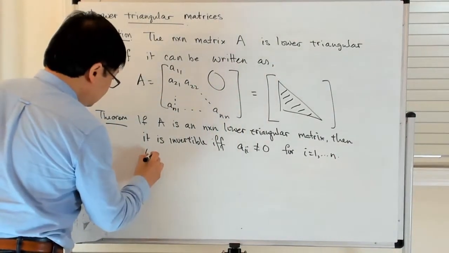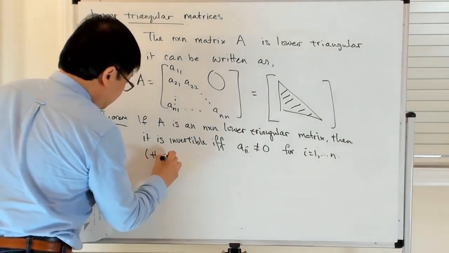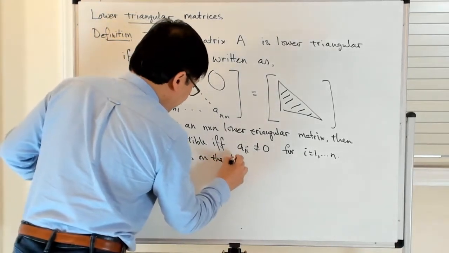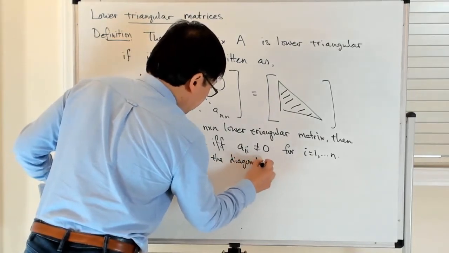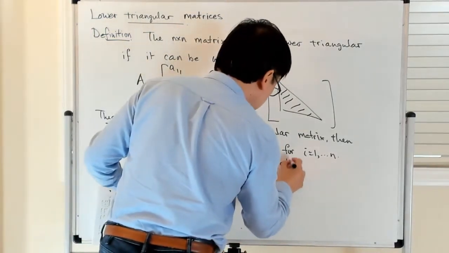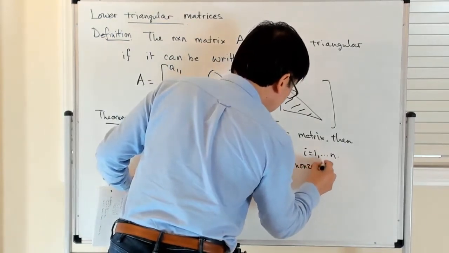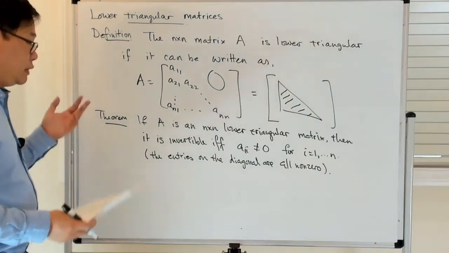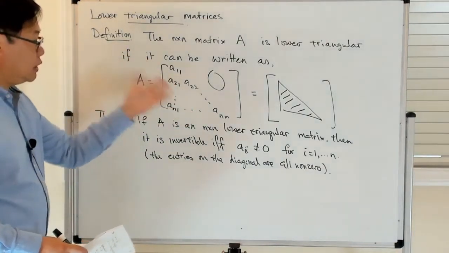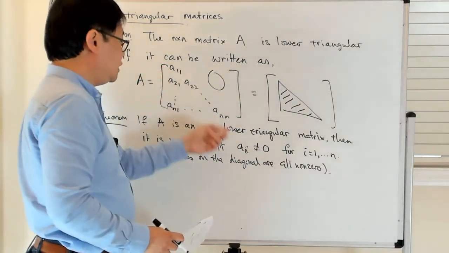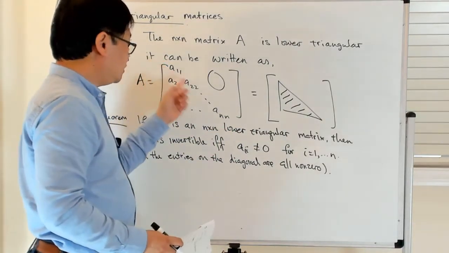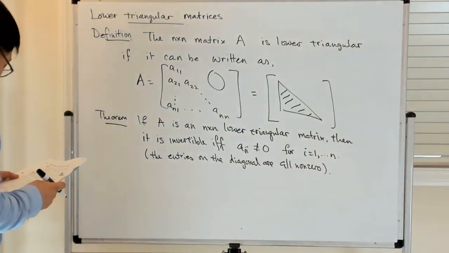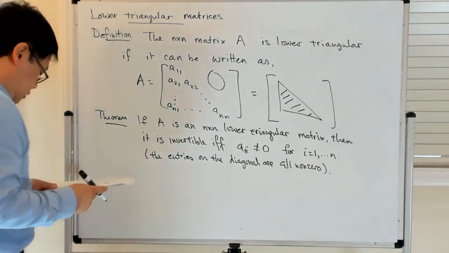So that means that the entries on the diagonal are all non-zero. And if you know something about determinants of matrices, you can figure this out based on the fact that the determinant of a lower triangular matrix is just the product of the diagonal entries. Okay. All right.